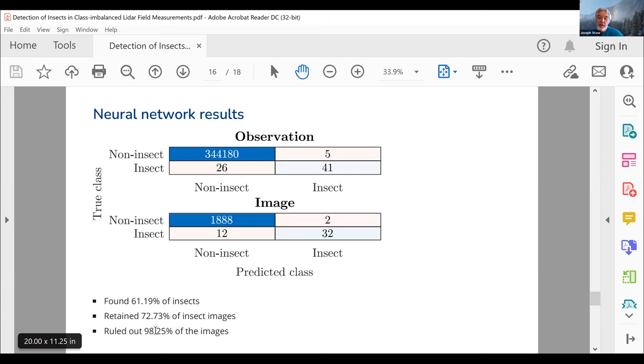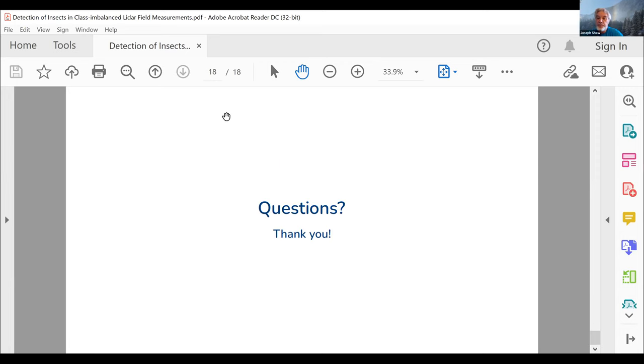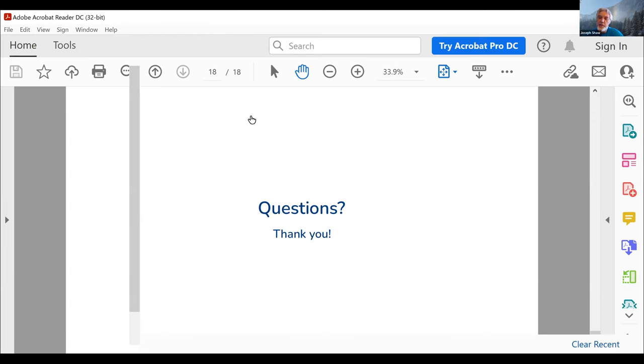But what he found is that his algorithms could rule out 98% of those images and successfully find about 72% of the ones that we found looking by eye. So it's not perfect, but it's a pretty helpful method for finding the insects in this large data set. And I don't think that gets talked about enough: the hardware for LIDAR is quite often fairly simple. The software is where all the magic happens, right? That's where all the analysis happens.